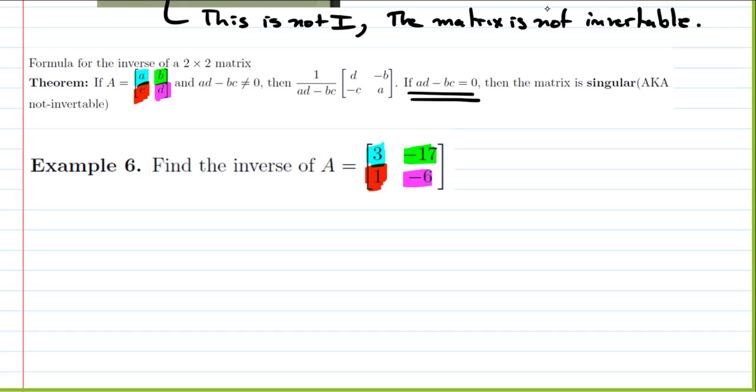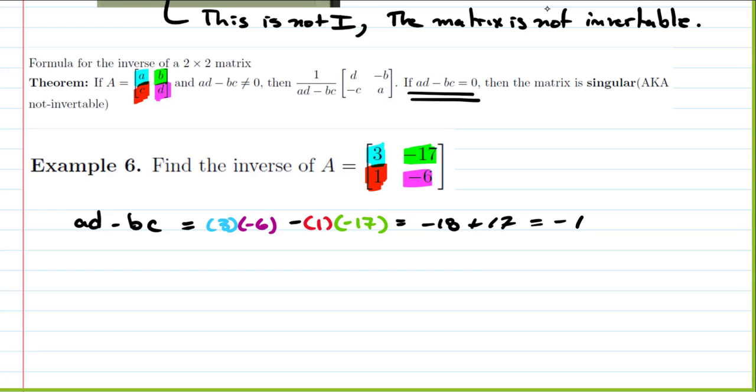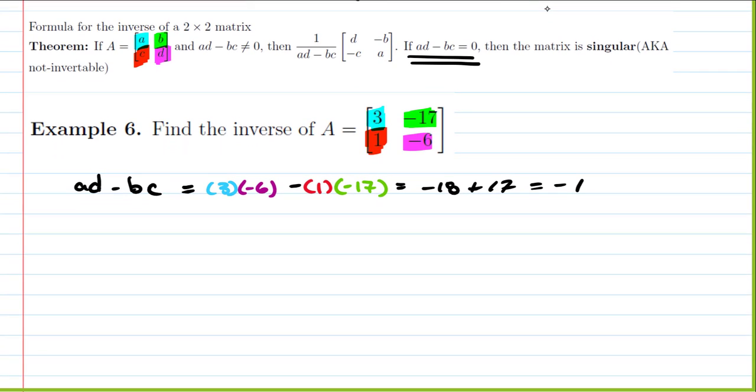So we can do AD minus BC, which is going to be 3 times negative 6 minus 1 times negative 17, and that gives us negative 18, minus minus makes it plus. 1 times 17 is 17. We get negative 1.